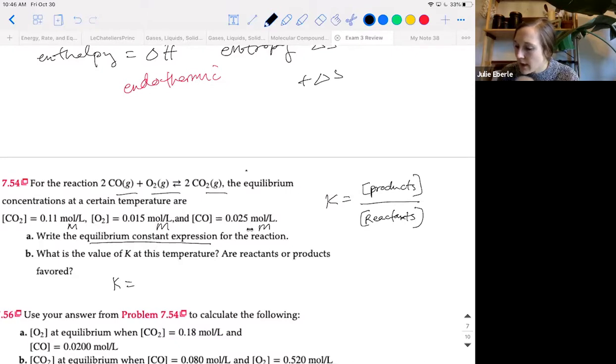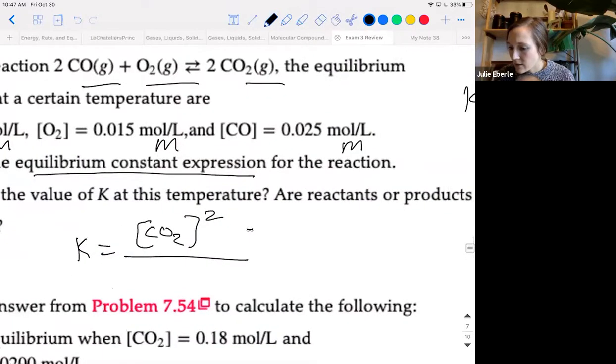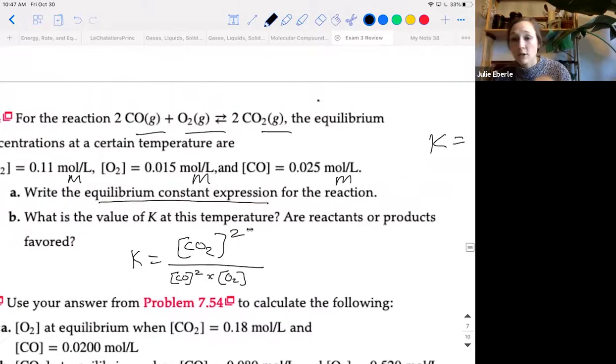So I'm just going to write concentration of CO2. It's not asking us to solve for anything, so we don't have to plug the numbers in just yet. We're just setting ourselves up to get the right equation. So CO2, we're going to square that. And on the bottom, we'll have our carbon monoxide and oxygen. They're both gases, so they both go. So concentration of CO squared times the concentration of oxygen. And that one's not squared because the coefficient is just 1. So that's our equation for K.